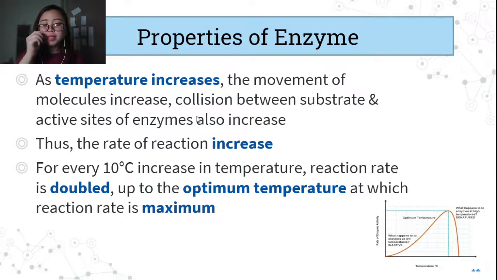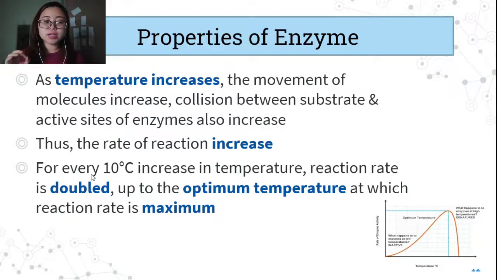So, slide ini dia sedang explain apa terjadi bila kita tingkatkan suhu dalam reaction itu. So, bila suhu meningkat, that means the molecules will have more heat energy. Suhu lebih meningkat, molekul akan bergerak dengan lebih laju. Lebih laju means lebih banyak chance untuk substrate dengan active site of enzyme bertembung. So, rate of reaction increase. Dan setiap 10 degrees peningkatan suhu, rate of reaction akan meningkat 2 kali ganda. That is what the third sentence is saying here.